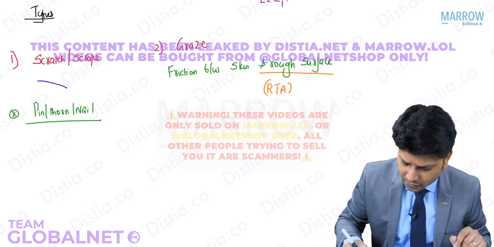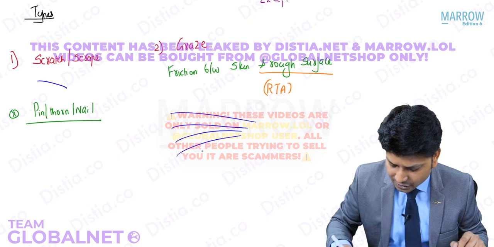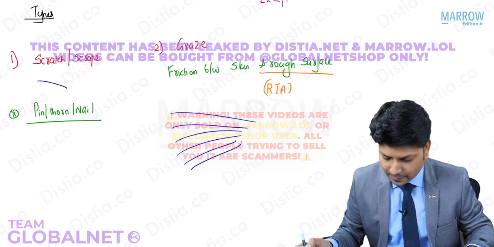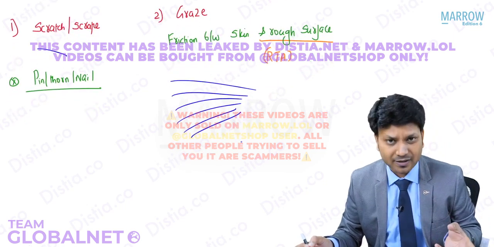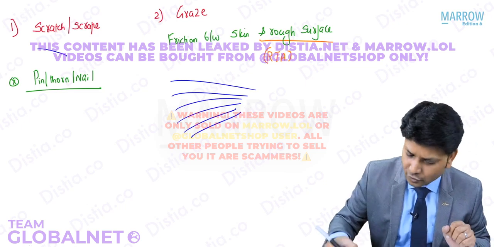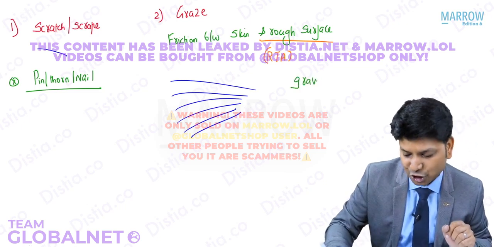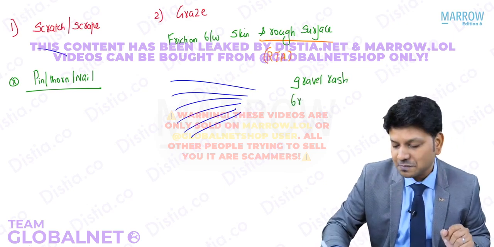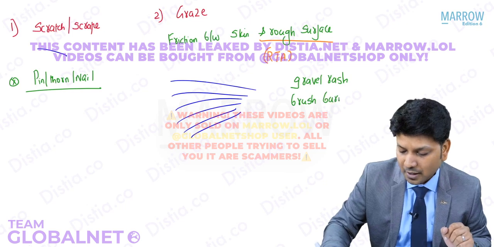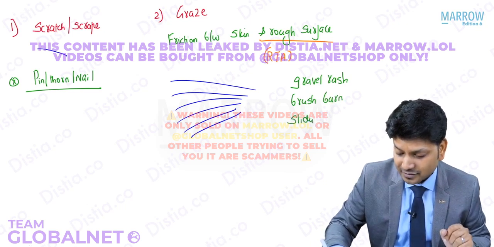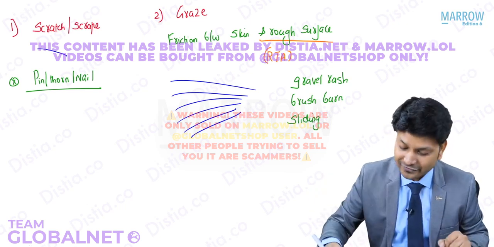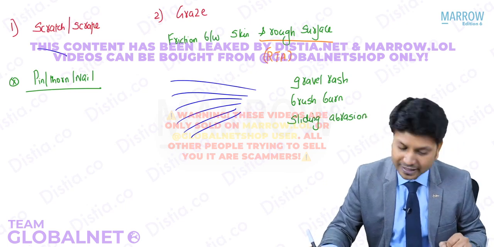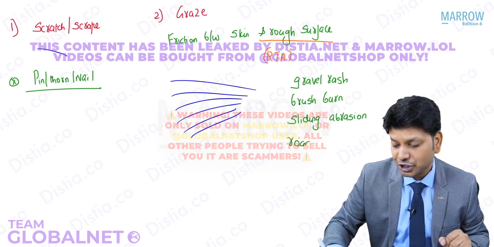You can have a look at this. You can have multiple lines of scratches over a wide area. This is how the grazed abrasion will appear. Since it is caused by road traffic accidents, you have various synonyms for this. It is also called gravel rash, and you also call it brush burn. It's a sliding abrasion, because the skin is sliding on the rough surface. It's also called road rash.